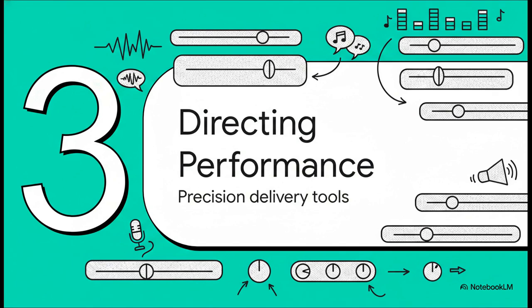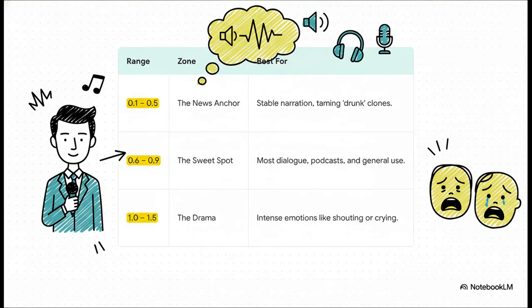For that, the suite gives us a bunch of precision sliders to tweak the delivery, whether it's a preset, a brand new design, or a clone. Your most important tool here is going to be the temperature slider. Think of it as a creativity knob. Keep it low, and you get the news anchor, super stable, very consistent. The middle range is the sweet spot, perfect for most normal dialogue.